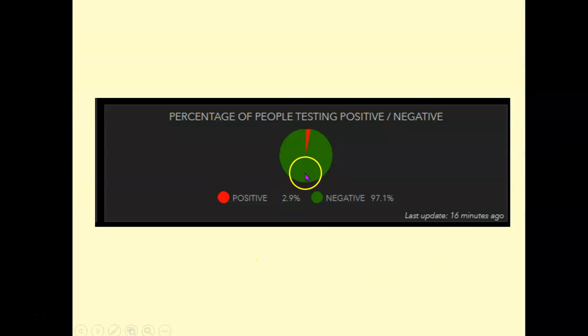Here's an example showing what percentage of all the people who have been tested for coronavirus in Logan County, which is where Lincoln College is, right now, some of them have tested positive and some have tested negative. And looking at the graph, you can see right away, most of the people have tested negative. Only a few have tested positive. It's a small sliver of the pie.